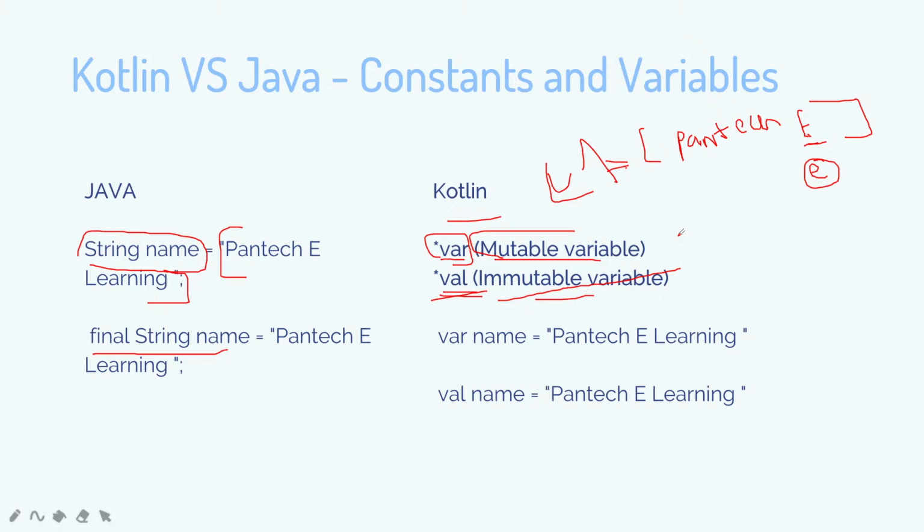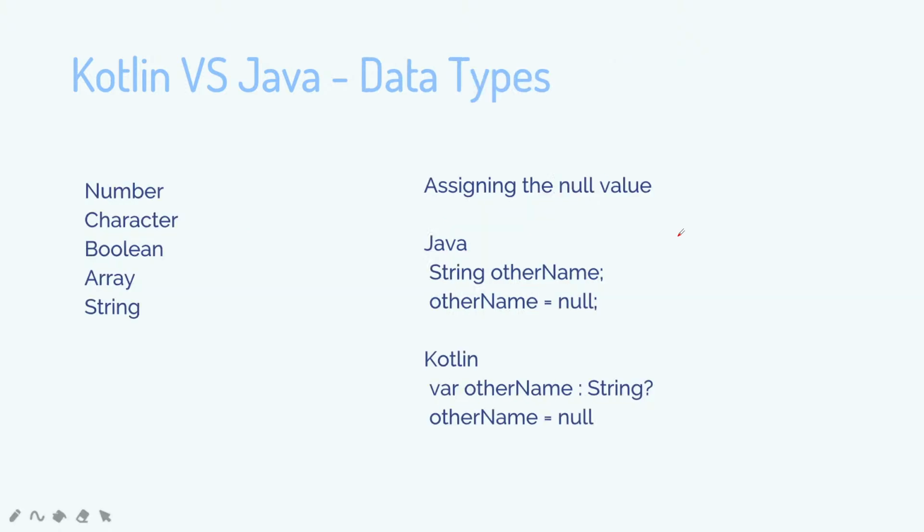So this is one of the important differences compared to Java. Here Kotlin has only a few data types compared to Java: numbers, character, boolean, array and string. But in the Java language, you can also assign null values separately. We have string and other names like that. Sorry, we have some other data types in Java and Kotlin.